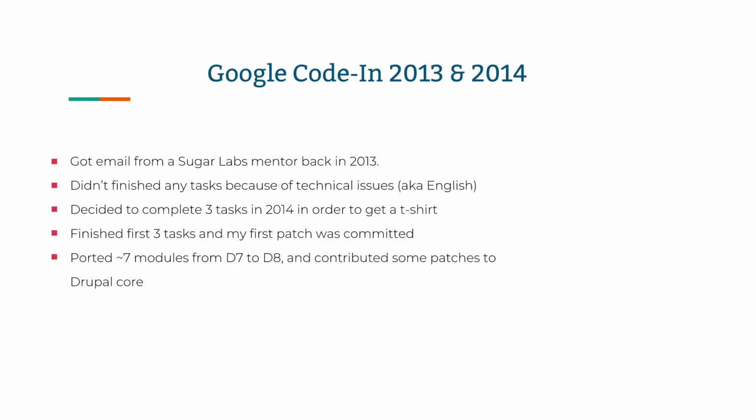So the following year, I decided that I wanted to complete 3 tasks, because the rule is that if you complete 3 tasks during Google Code-in, you get a Google T-shirt. And who doesn't want a Google T-shirt? Especially if you are a high school student, you just want to go to high school and show, look at my T-shirt, that's cool.